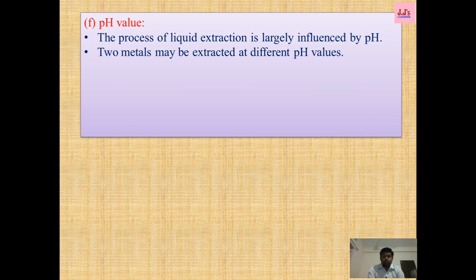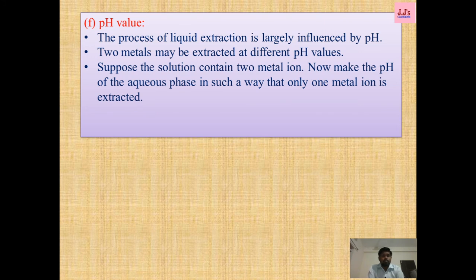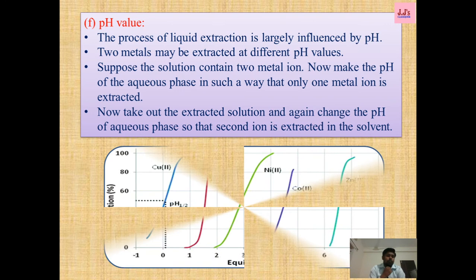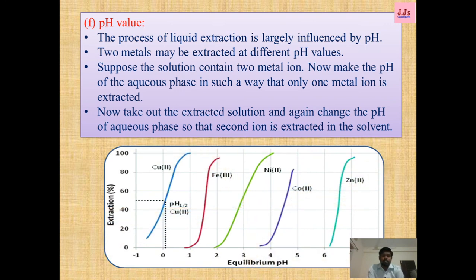I will give you some examples so you can understand these things. Suppose the solution contains two metal ions. Now make the pH of the aqueous phase such that only one metal is extracted. Now take out the extracted solution and again change the pH of the aqueous phase so that the second one is also extracted. That is how pH works. With the help of the diagram given here, on the y-axis is the percentage of extraction, and on the x-axis the equilibrium pH. Now look here.